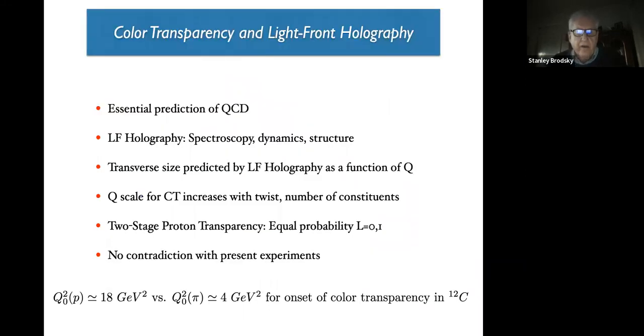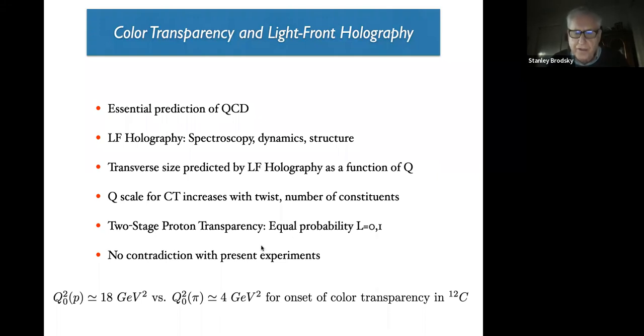So now going back to color transparency, it's an essential prediction of QCD. It has to happen for all hadrons. Light front holography tells you the spectroscopy, dynamics, and structure. It tells you the transverse sizes and their numerical values as a function of Q squared. It sets the Q squared for color transparency. It increases with twist, the number of constituents. You get the two-stage proton color transparency, equal probability for L equals 0 and 1.